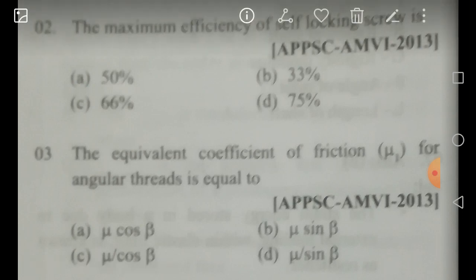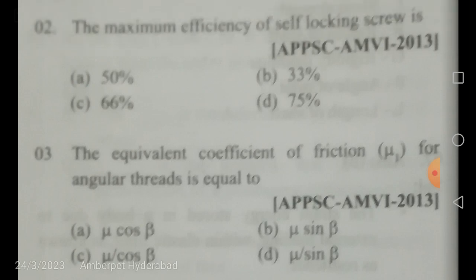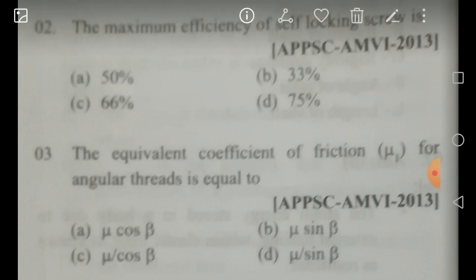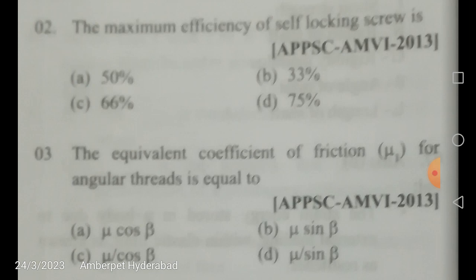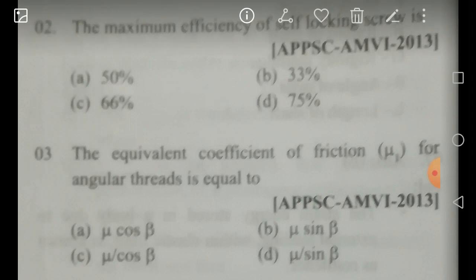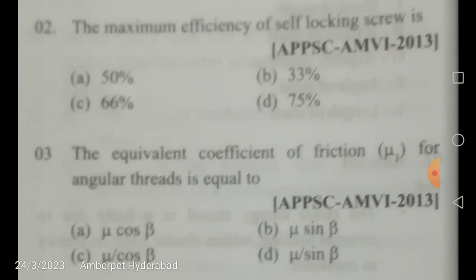Right. So the question comes whether torque is required for lowering the load also. There are two equations: torque required for raising the load and torque required for lowering the load. What is the torque required for raising the load? W into tan of alpha plus phi into d by 2. What is the torque required for lowering the load? W into tan of phi minus alpha into d by 2, where W is the load to be lifted, d is the pitch circle diameter of the screw, and phi and alpha are the friction angle and thread angle of the screw. Tan of phi, tan of the friction angle, gives the coefficient of friction. So please check, friends.